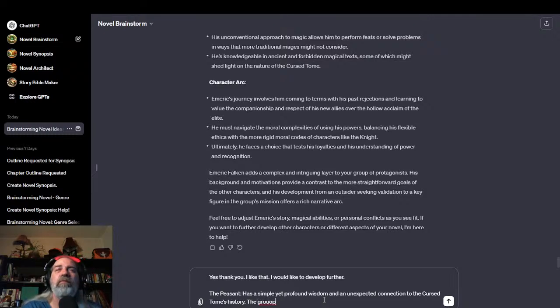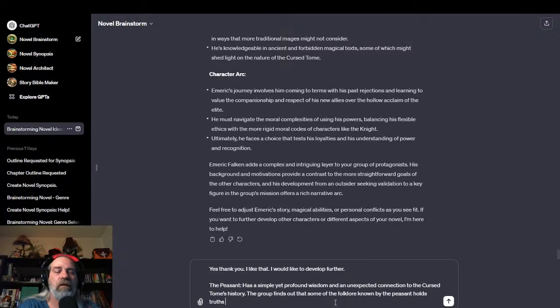The group finds out that some of the folklore known by the peasant holds truths important to their quest.